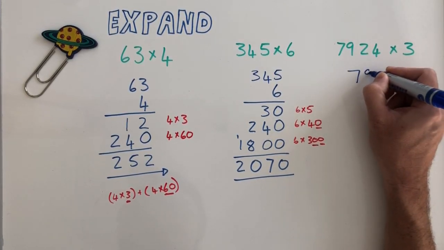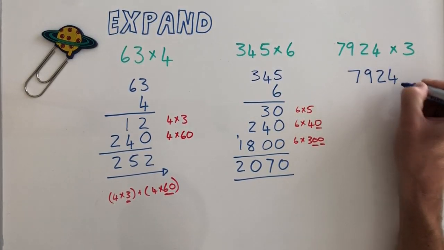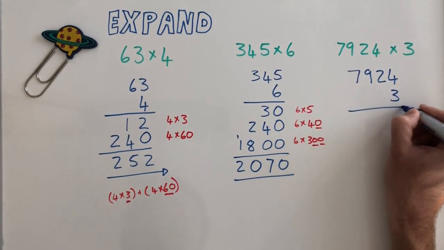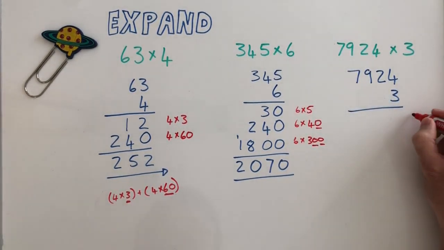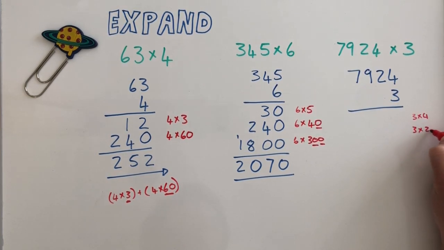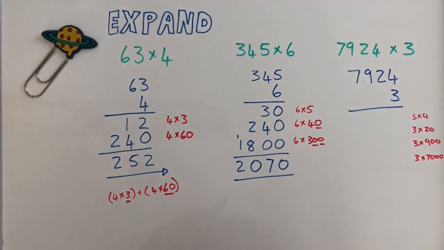It can get a bit longer, so this one will be a bit long-winded, I guess. So we have 7924 times 3. And in this case, I'm going to do 3 times 4. I'm just going to write them all already. So it's going to be 3 times 4. It's going to be 3 times 20. It's going to be 3 times 900. And 3 times 7,000. I don't know if that 7,000 is showing up there, but in the video it should be.